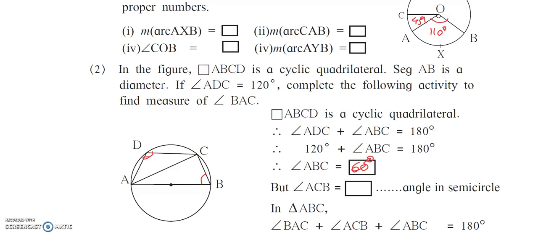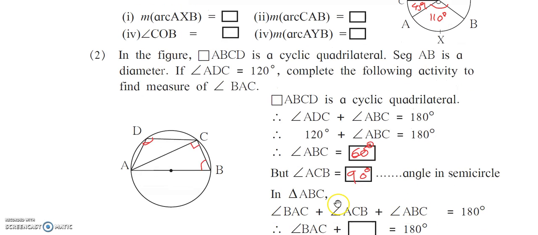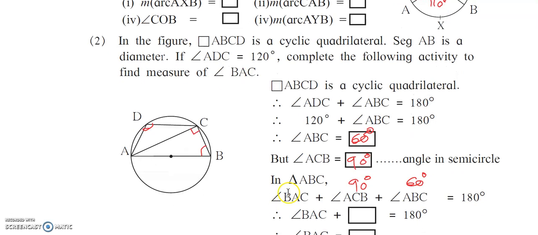That is the measure of angle ACB. Now this is the diameter. As AB is a diameter, the measure of this angle is 90 degrees, an angle in a semicircle. Now here we will write that. But next, in triangle ABC, the measure of angle BAC plus the measure of angle ACB plus the measure of angle ABC is equal to 180. And now substitute the values. Therefore, in triangle ABC, angle BAC plus angle ACB plus angle ABC is equal to 180.